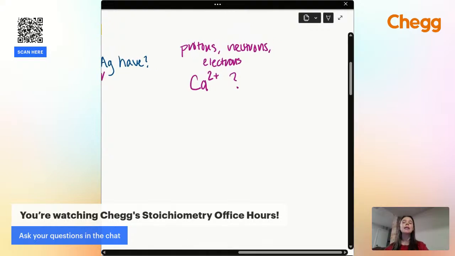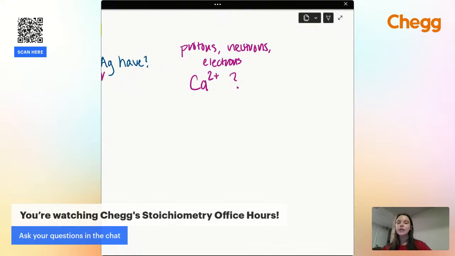Got about 30 more seconds to solve this problem of how many protons, neutrons, and electrons there are in calcium 2 plus. So that Ca is calcium. We're learning all about the elements on the periodic table today. You've got about 15 more seconds. All right, 3, 2, 1.